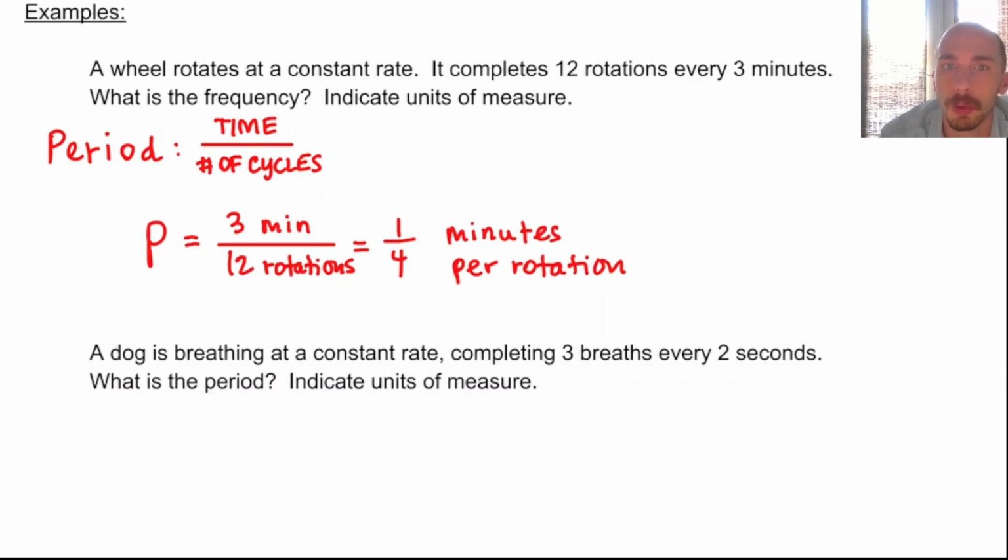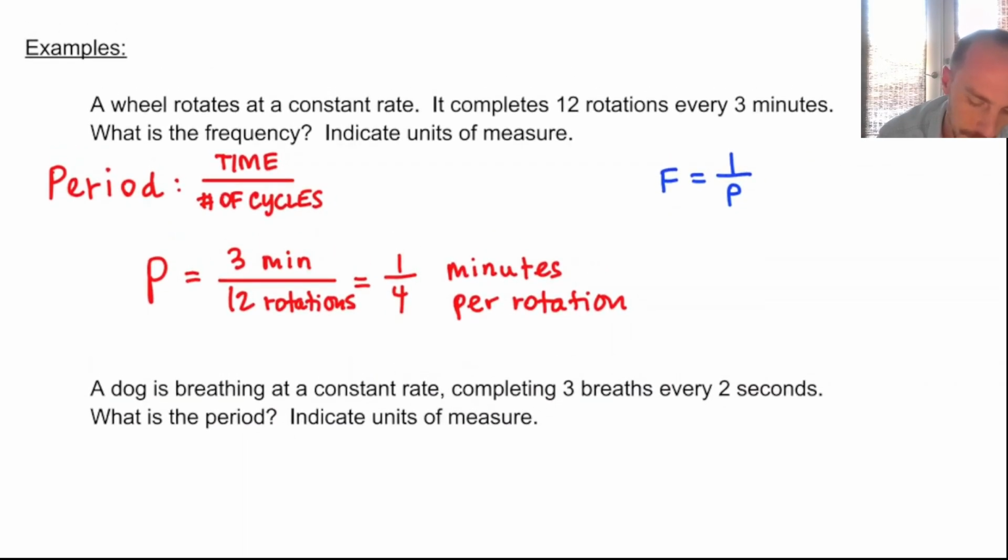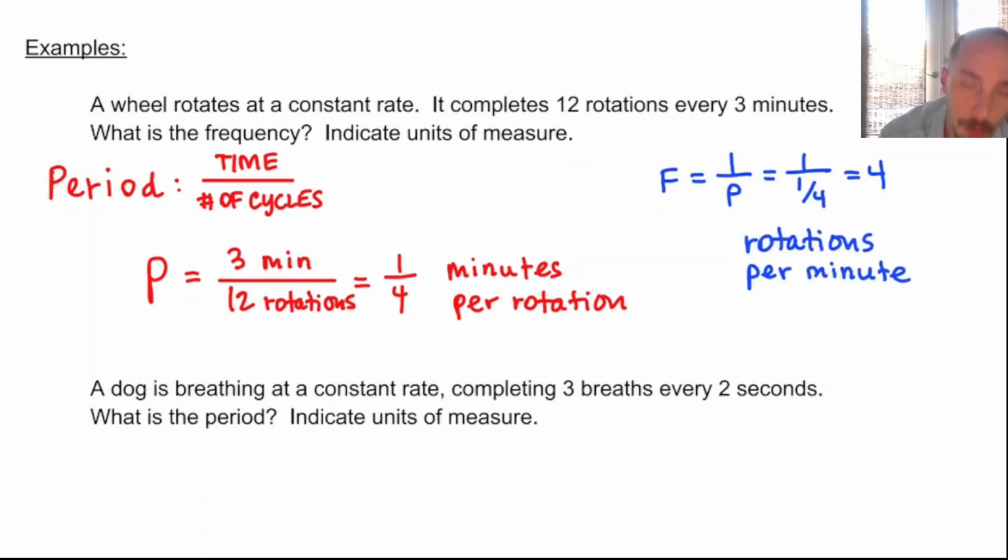And then if I want to find the frequency, well, I've got this brand new formula. Frequency is 1 over the period, which is going to be 1 over a quarter, which is going to be 4. And the units of frequency, if the units of the period are minutes per rotation, units of frequency will be rotations per minute. So that would be 4 rotations per minute. That makes a lot of sense. If it completes 12 rotations every 3 minutes, it's averaging 4 rotations per minute, and it's going at a constant rate, so it is actually doing 4 rotations each minute.